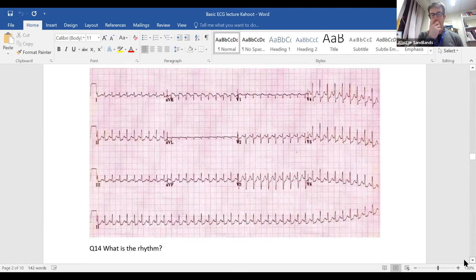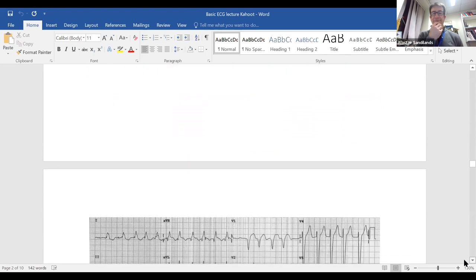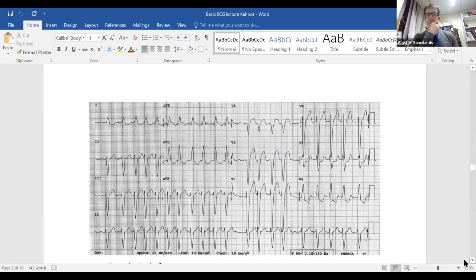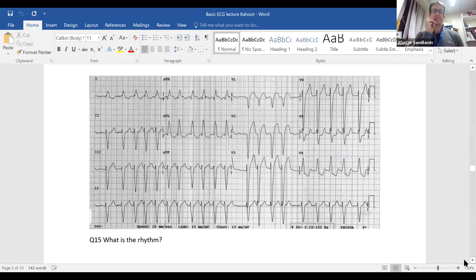Okay, question 15. What is the rhythm? In the chat, what causes the QRS complexes to go above or below the isoelectric line?